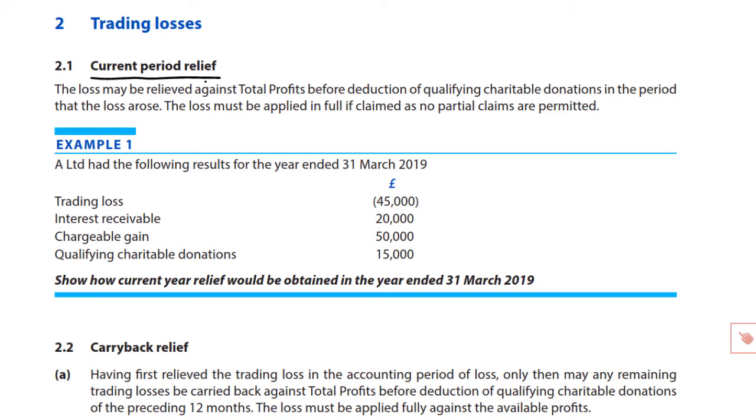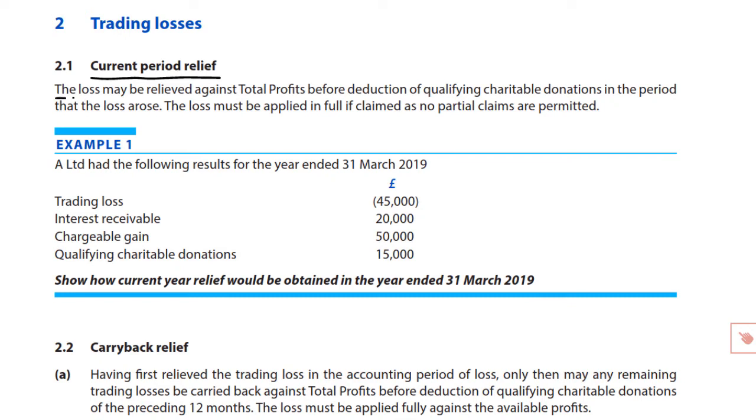Now you know that there are 3 ways you could use the loss: current period, carry back, carry forward. So the earliest available would seem to be the carry back. That's the best in timing, it's the best in cash flow. You get a repayment of last year's tax instead of merely a reduction in this year's tax. But remember, in corporation tax, if you want to carry a loss back, what must you do first? You must make a current period claim. So that would be the first one.